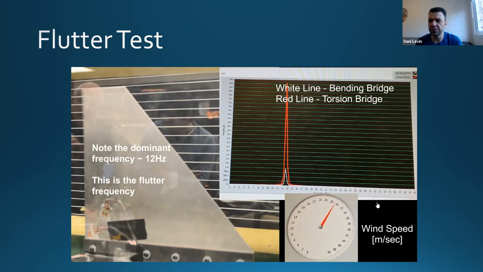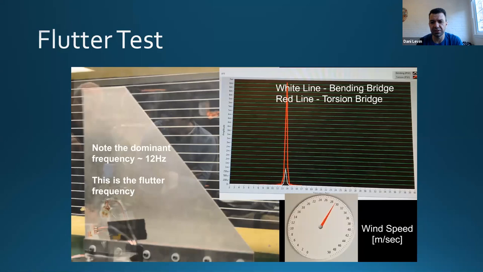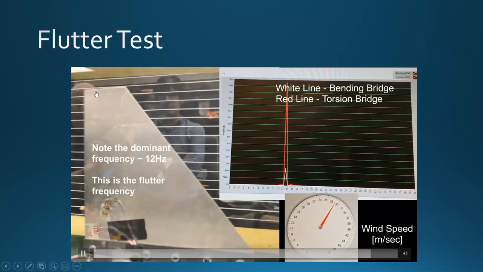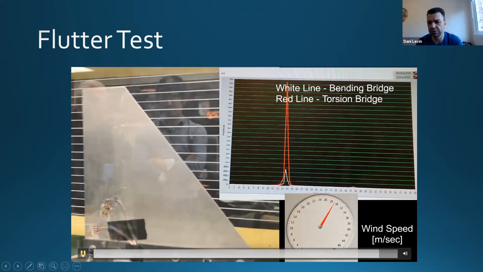Anyone else? Because there is damping in the system. Of course there is damping, yeah. But you remember that at flutter, the damping is actually negative. So at flutter, we are not stable. This is not a stable position to be. So we have vibration, and we are at flutter frequency, but we are still not breaking the structure. So the question is why? Any more ideas?